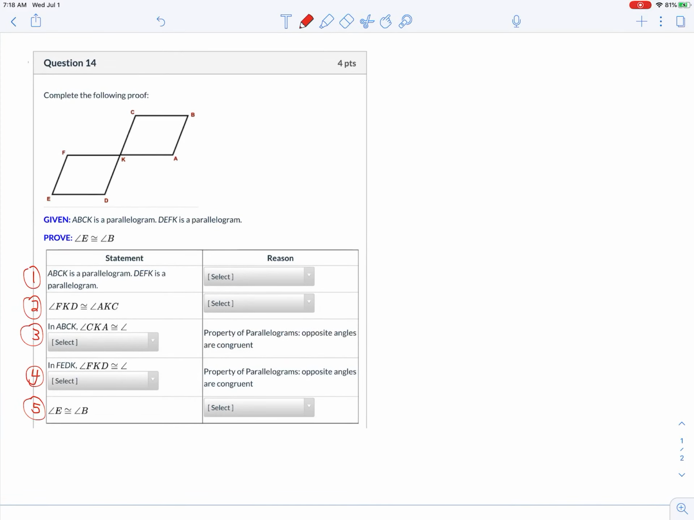It looks like ABCK is a parallelogram and DEFK is a parallelogram. I'm going to draw in those lines then. If these lines are parallel, I'm going to indicate it, and ABCK is a parallelogram. These lines are parallel. I'm going to indicate that because some nice relationships are going to happen. Line 1, given. Line 2, FKD, ACK, those are vertical angles.